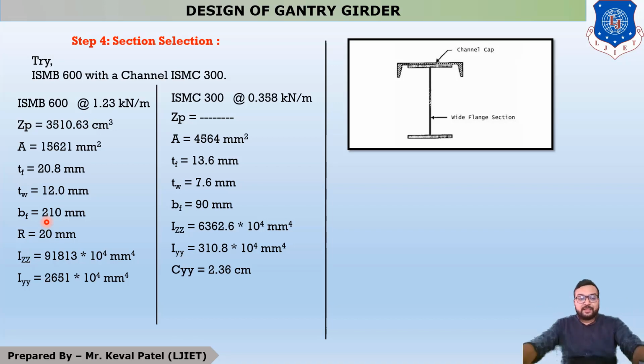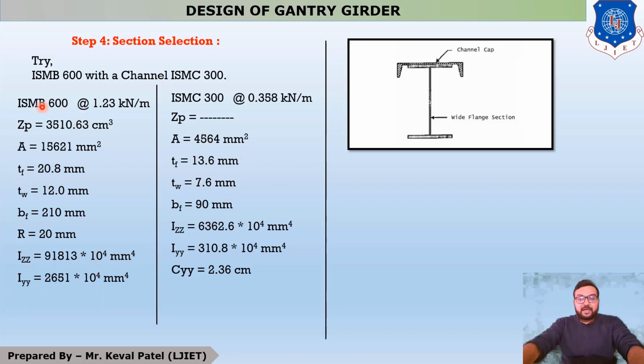Next is R. R means root radius. So the value of root radius is 20 mm. IZZ, this IZZ is also called IXX. So it is 91813.0 into 10 raised to 4 mm raised to 4. This IYY is 2651 into 10 raised to 4 mm raised to 4.